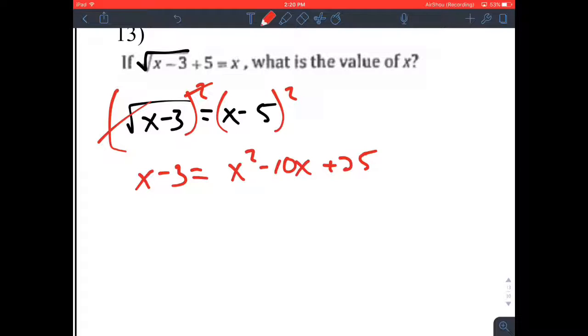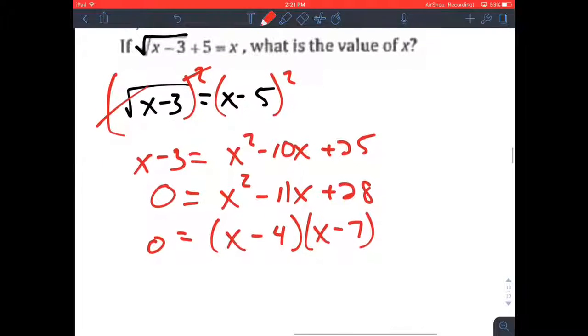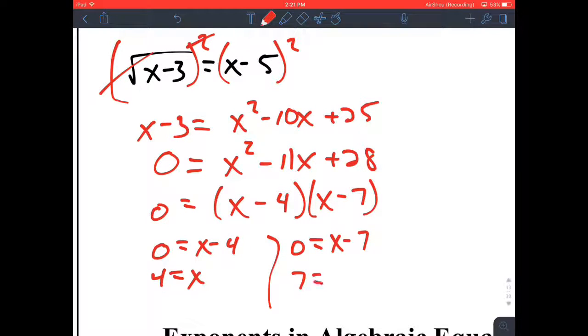If we get all the terms on the same side, if we subtract x from both sides, we're going to get negative 11x. If we add 3 to both sides, we're going to get plus 28. This factors into an x minus 4 and an x minus 7. Minus 4 plus a minus 7 is negative 11. It's the middle term. A minus 4 times a minus 7 is a plus 28. Set each factor equal to 0. And we end up with 4 and 7 are the possible answers for this problem.